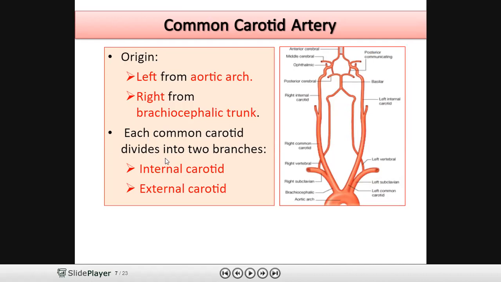Now, each common carotid artery divides into 2 branches, which we already said in the previous lecture: internal carotid artery and the external carotid artery. So here, this left common carotid artery splits into left internal carotid and left external carotid, which is not labeled in this diagram. Okay, good. And we already said internal carotid is going to supply the brain, yeah? They form the circle of Willis. And then external carotid supplies the face and other parts of the head.